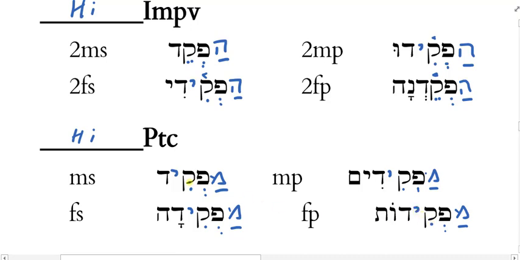And then zero, a, im, ot. Those are my participle endings because participles are verbal adjectives, and so they take all the adjective endings we've already learned. All right. So mafkid, mafkida, mafkidim, mafkidot. In all the other forms, when we had that kirik yod, it was stressed. But these vocalic endings here are going to pull the stress to the end for the participle.